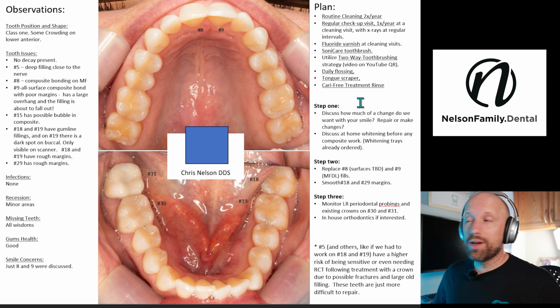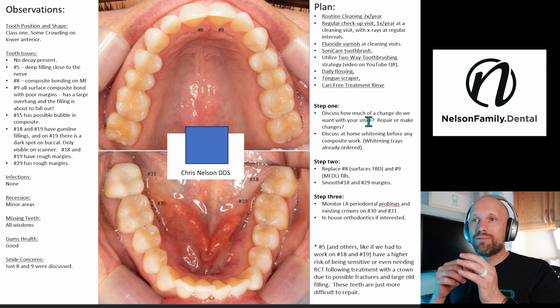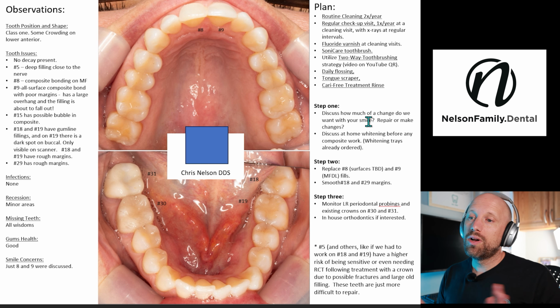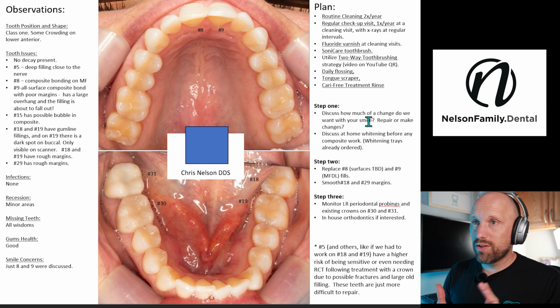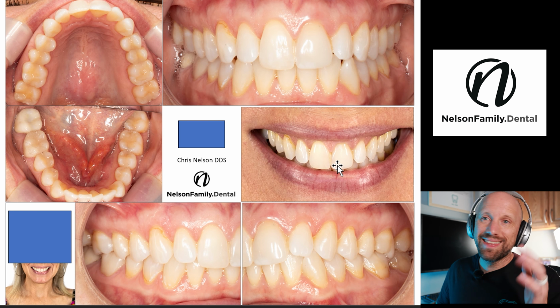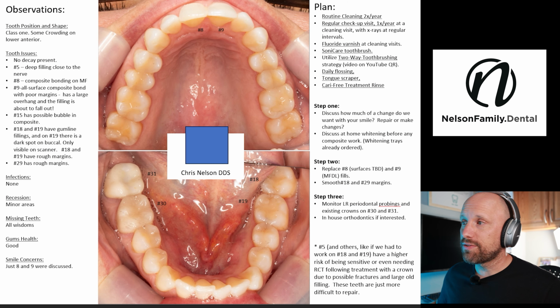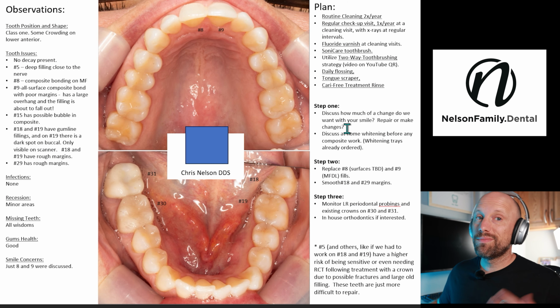And then step 1, discuss how much of a change we want with your smile. Now look, with this patient, we could go crazy and do composite veneers, actual veneers, crowns, or gingival repositioning, so we could lengthen the teeth, we could lengthen the lip, we could do all these things. But if the patient likes her smile, why are we doing that? So I always like to leave that up to the patient. If she's coming in and saying, just fix my front tooth, we can just fix the front tooth. But if we want to do something bigger, we can do something bigger too.